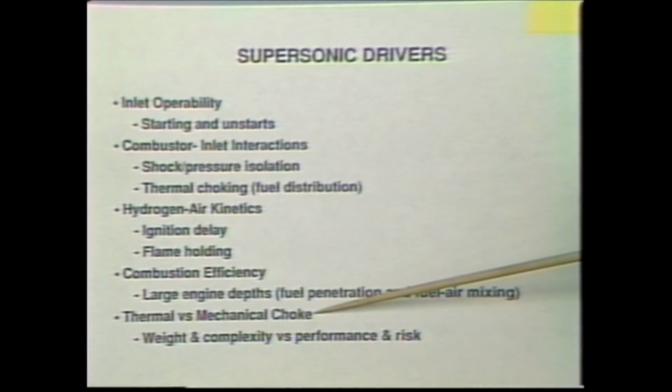And the issue of thermal versus mechanical choke. In the ramjet mode, you need to choke the flow before it goes into the nozzle, and there's two ways to do it. One's adding heat and thermally choking it, and the other is to mechanically vary things and have a physical or mechanical choke.